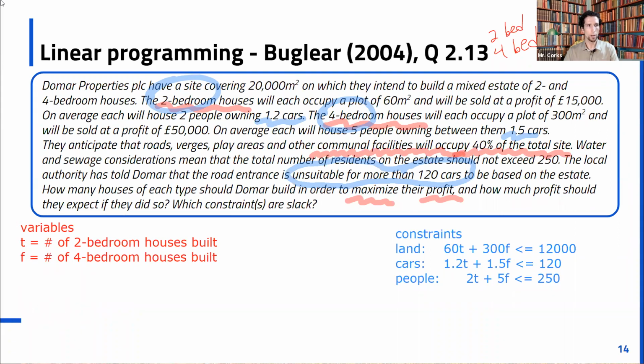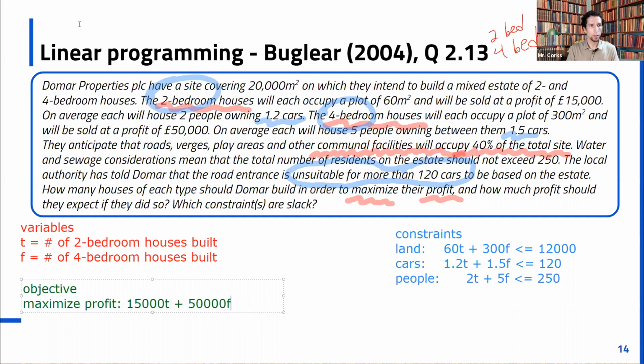So now let's try out our profit objective here. Our objective, which we said is to maximize profits. And what is our equation for this? 15,000 t plus 50,000 f. So that's how we calculate our profit, and we want that to be as large as possible while staying inside all of these constraints.